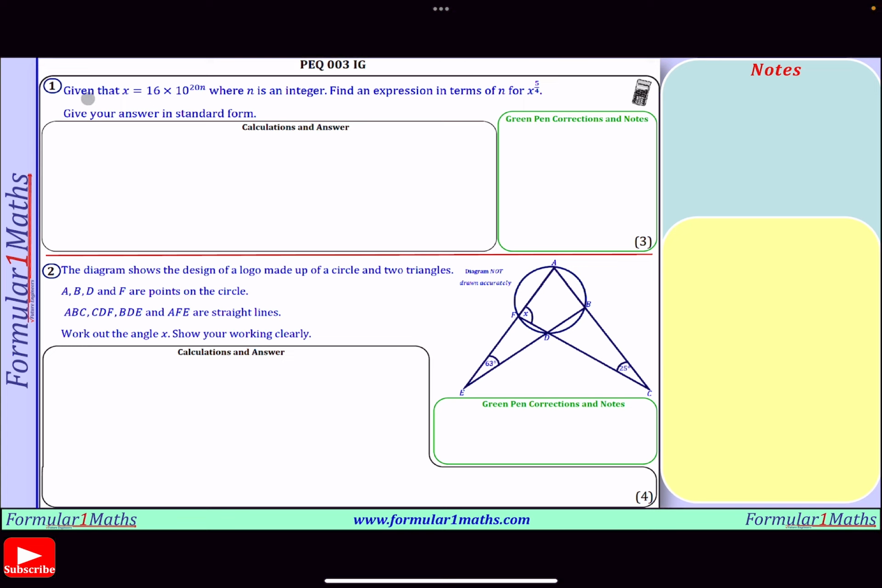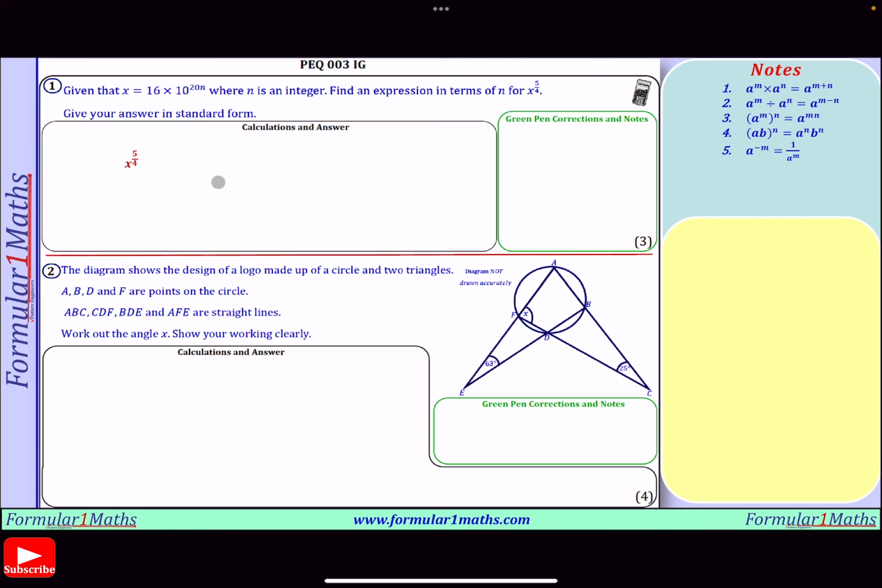Question 1. Given that x is equal to 16 times 10 to the power 20n, where n is an integer, find an expression in terms of n for x to the power 5 over 4. Give your answer in standard form. We are going to use the laws of indices to solve this question.